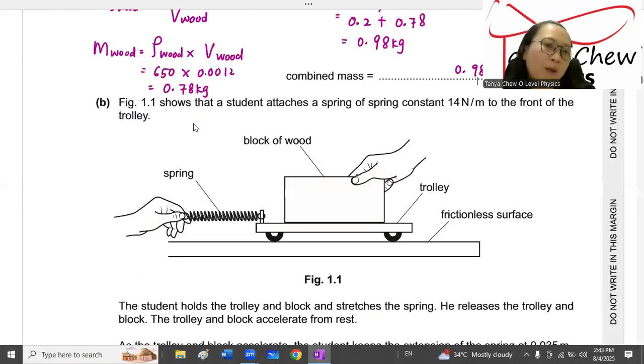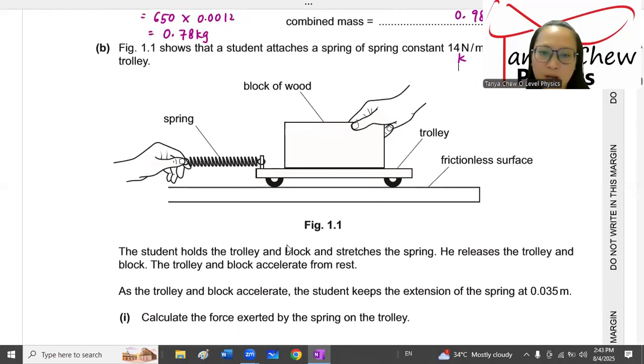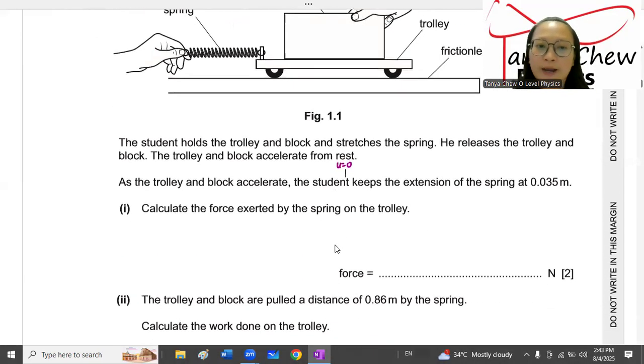B, Fig 1.1 shows that a student attaches a spring with spring constant, I would like to write my spring constant as K, to the front of the trolley. The student holds the trolley and block and stretches the spring. He releases the trolley and the block. The trolley and the block accelerate from rest, start from rest, not moving. As they accelerate, the student keeps the extension of the spring at 0.035 meter. X represents the extension, the symbol of extension.